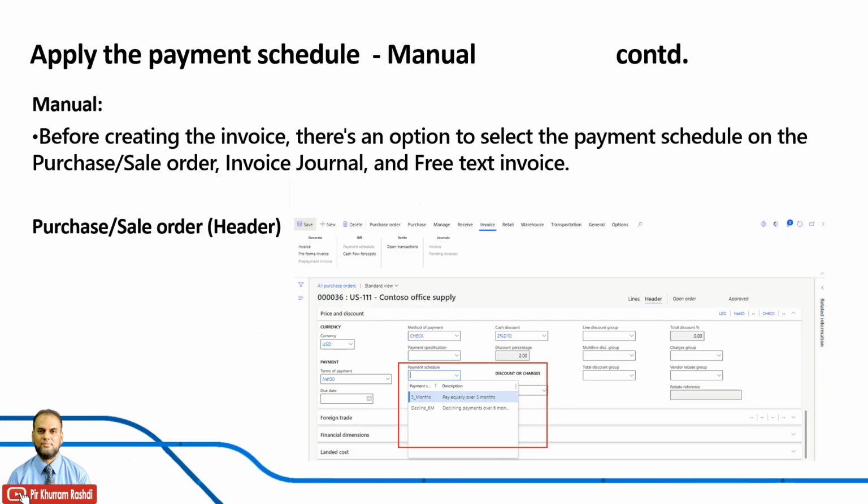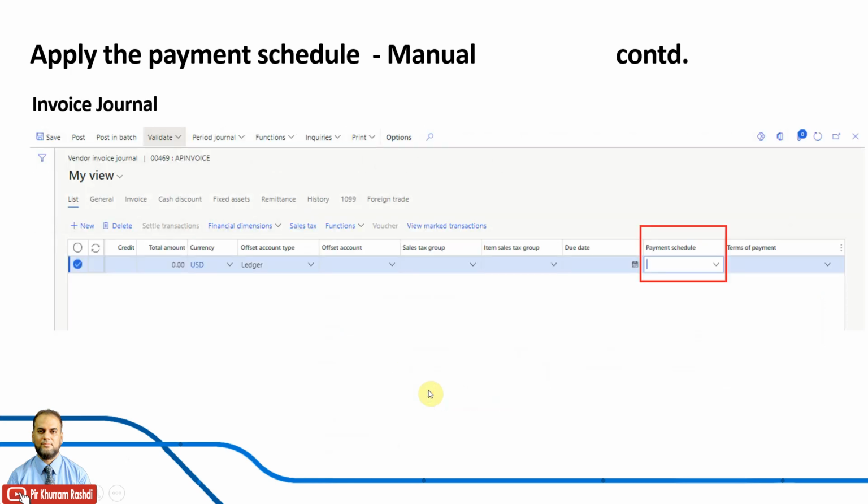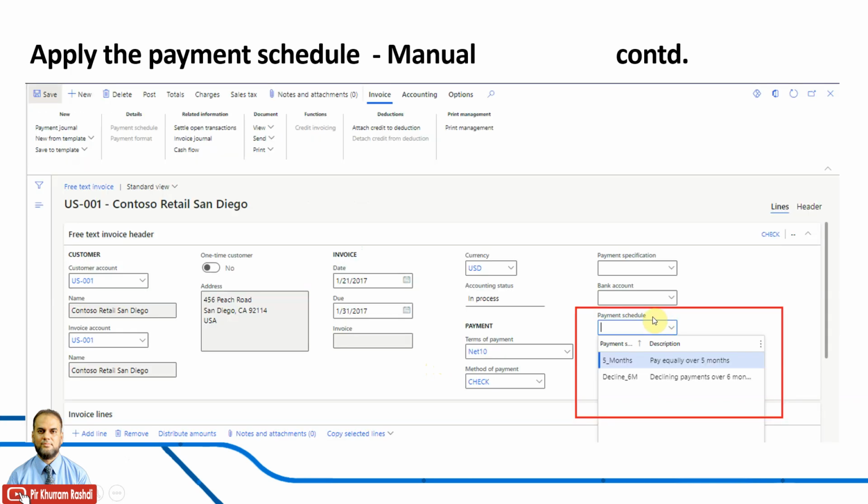Okay, so now we are saying that purchase or sales order, invoice journal, and free text invoice options are available. If you don't select it on the customer or vendor master, then you can manually select it on each of the documents. It is shown here that on the purchase order side the payment schedule field is available. Also on the vendor invoice journal side, the payment schedule field is available, and you can select it. Then the manual option again, and the payment schedule field on the free text invoice, the same field is available.